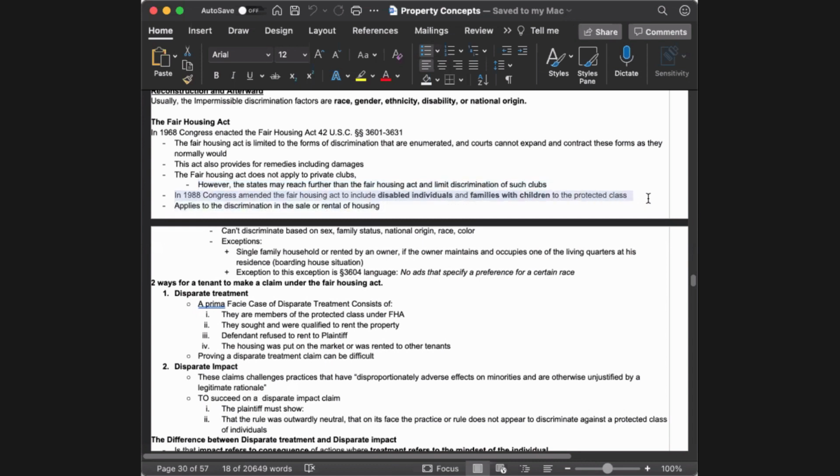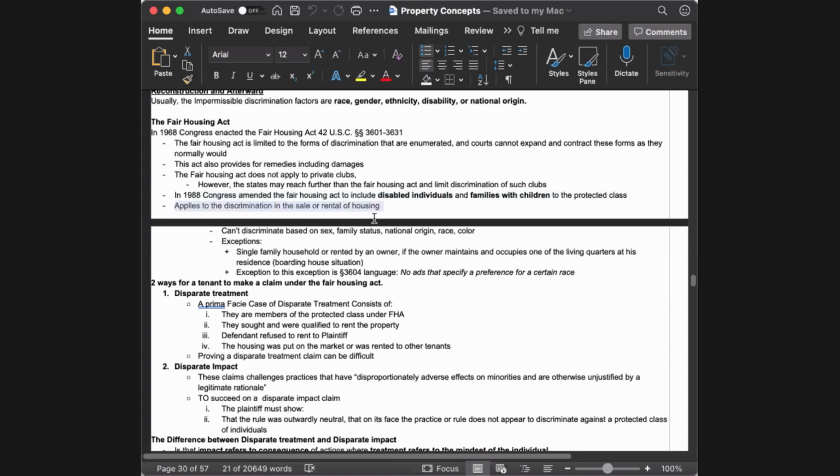In 1988, the Fair Housing Act was amended to add disabled individuals and families with children to the protected classes. So the protected classes are now race, gender, ethnicity, and also families with children. If you were a landlord who didn't want a family in your property, that's no longer something you can discriminate on the basis of. You have to find another reason why you wouldn't allow somebody to live within your property.